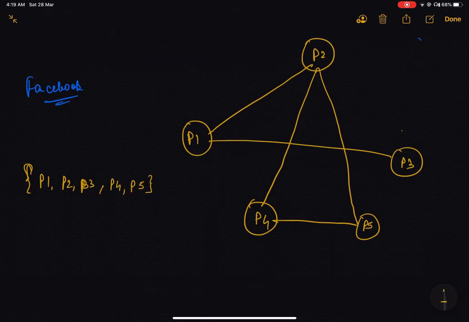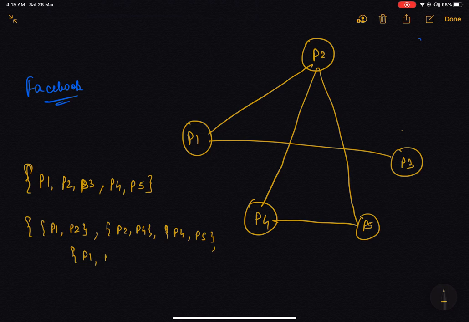Also, what are the edges of this graph? It's clear, it is P1, P2, P2, P4, P4, P5, P1, P3, and also P2, P5.